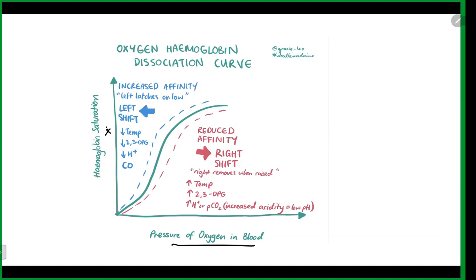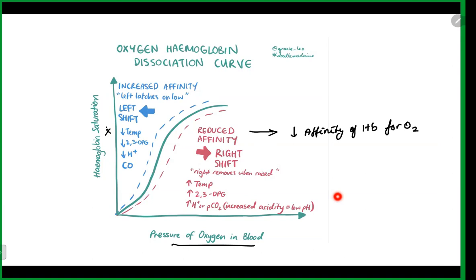So remember, very easy. Whenever there is more hydrogen ion, more carbon dioxide, low pH, or increased acidity, what happens? Oxygen gets dissociated. When oxygen dissociates, the oxyhemoglobin level reduces, and the curve shifts towards the right side. Whenever there is a right shift, what does it mean? There is going to be decreased affinity of hemoglobin for oxygen.